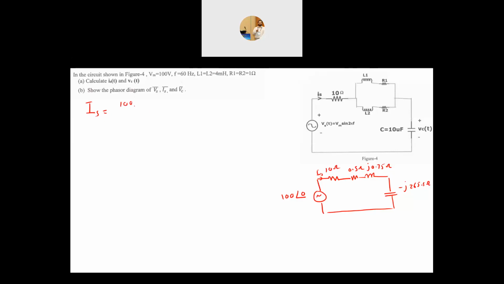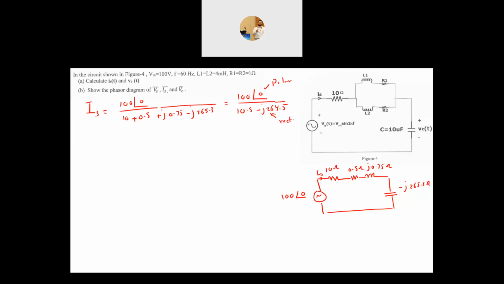So this is 100 angle of 0 divided by, now all of them are in series, so 10 plus 0.5 plus j 0.75 minus j 265.3. So the real with the real and the imaginary with the imaginary. So this is 100 angle of 0 divided by 10.5 minus j 264.5. Now, when we do the division, we cannot do this division because this is in polar, and this is in rectangular.